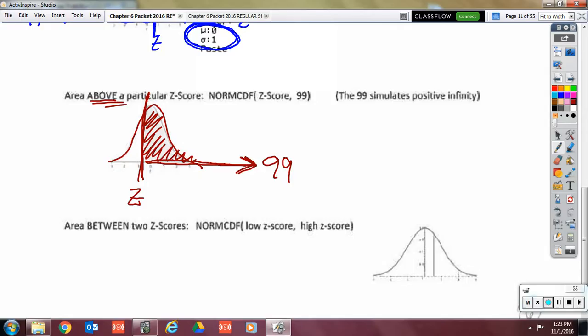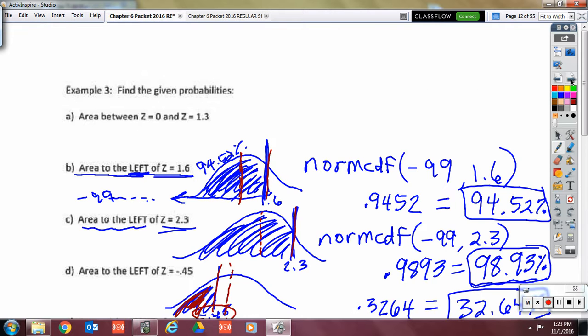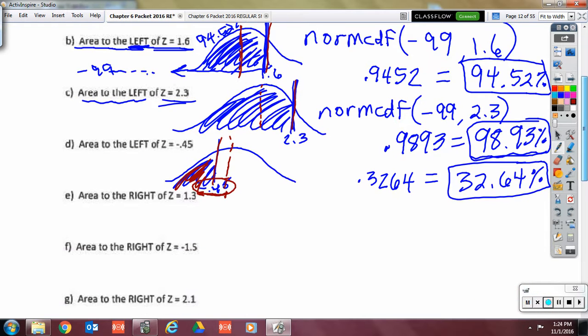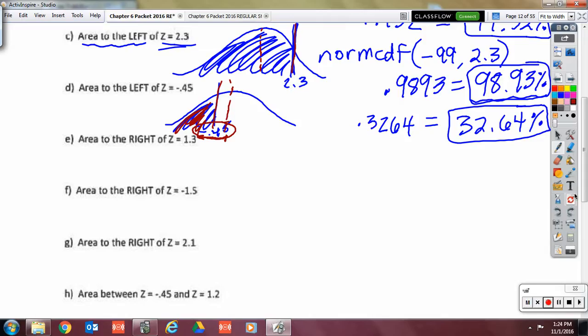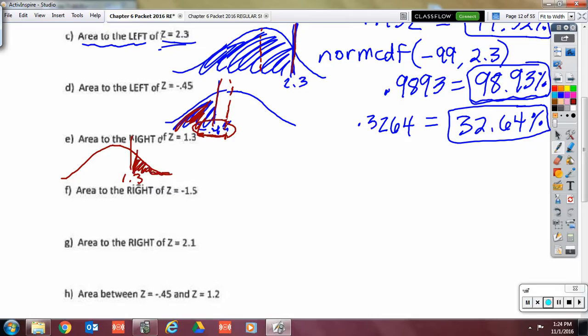So let's take a look at what that would look like on some of these problems. Where's our first problem that's that? E. Okay, E says area to the right of 1.3. Before you do this in your calculator, how much area do you think this is? More or less than 50%? Your 1.3 is above the mean, and then you're going everything above that. Do you think that's going to be more or less than half? Less, because if you were at the mean, then that would be half, but you're above the mean.